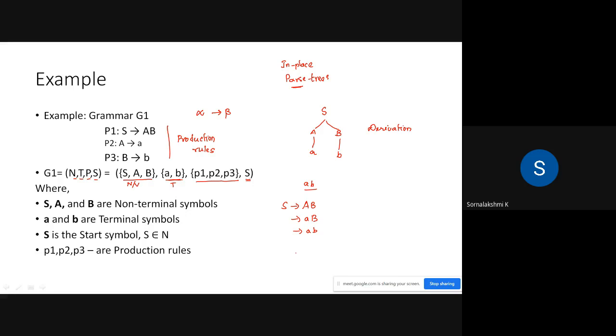There are many ways of generating strings using the production rules. It's not mandatory that you use all production rules in generating a string. You can use a subset of production rules. The only condition is the final string should not have any non-terminals. All variables or non-terminals should have been replaced with terminal symbols. That's the only condition.